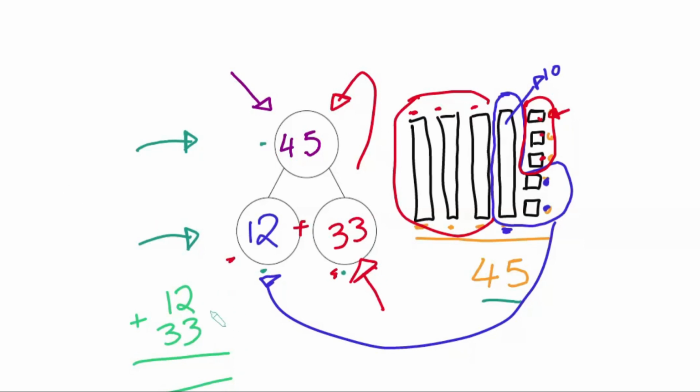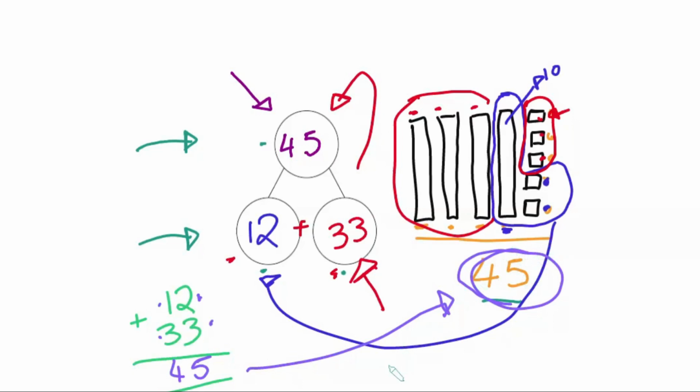Changing the colour of my pen. Nice purple or lilac. 2 plus 3, nice and easy, is 5. 1 plus 3 is 4. You did it again. Fantastic. It adds up to 45. And that's how we use our part-whole model to partition or break up numbers in various, different ways. Because our number 45 can be broken up in lots and lots of different ways.